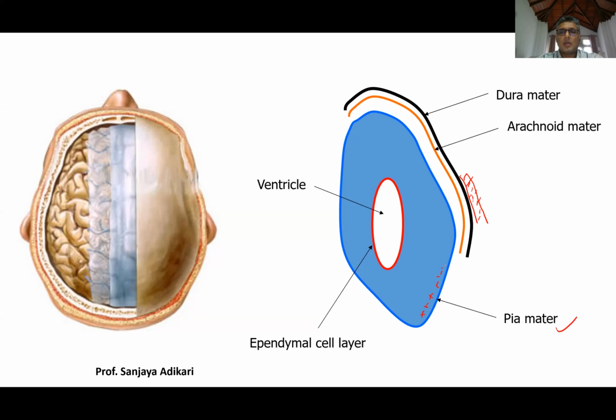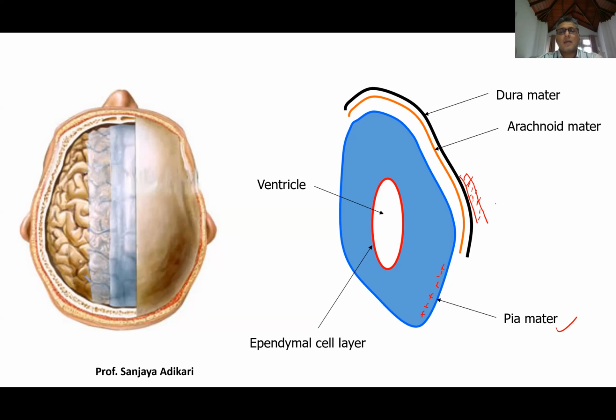And I said the attachment of pia mater should be understood like the attachment of visceral pleura to the lung. So if you want to separate it from the brain, you have to tear it from the surface of the brain. That's what you do with the visceral pleura of the lung also. You have to tear it from the surface of the lung. It's just like that. So remember that point.